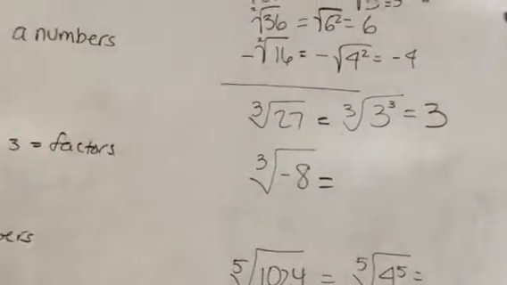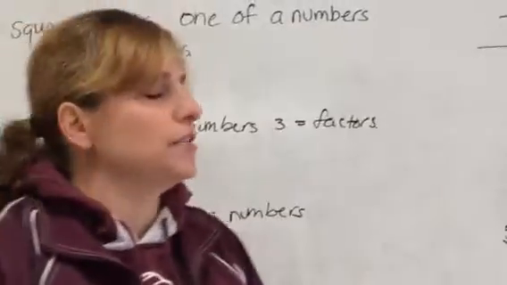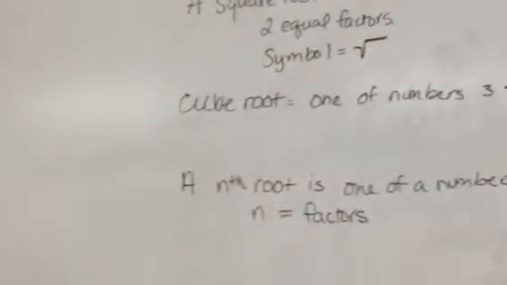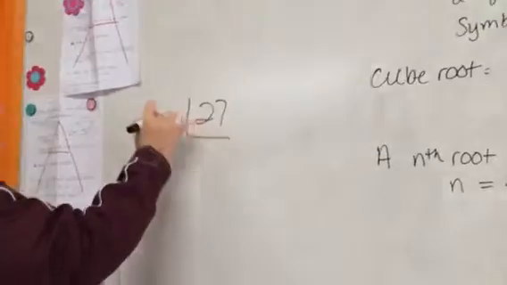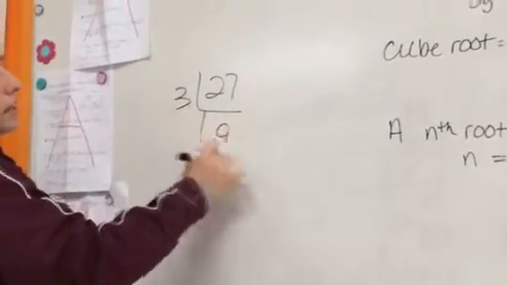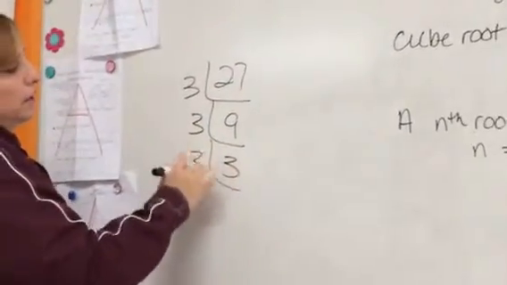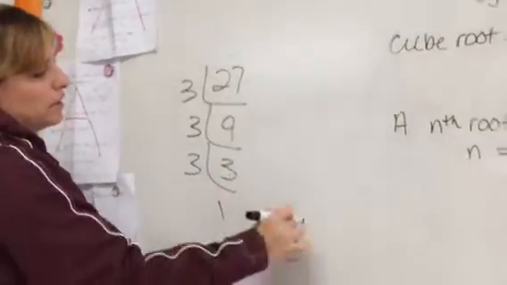The way you figure out what 27 is, is you would do the prime factorization. So over here, if I had to do 27, I would go 27, 3 goes into that 9, 3, 3, 3, 1, that equals 3 cubed.